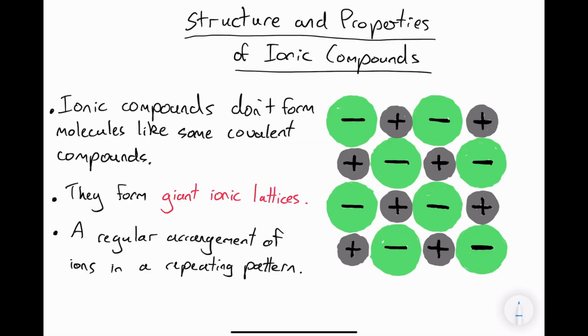In this video, we're going to look at the structure and properties of ionic compounds. Ionic compounds don't form molecules like some covalent compounds, they form giant ionic lattices, as shown here in the picture. A giant ionic lattice is a regular arrangement of ions in a repeating pattern, and this is three-dimensional.